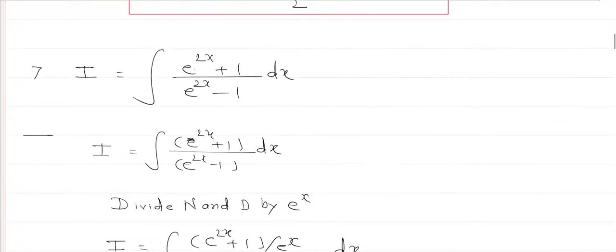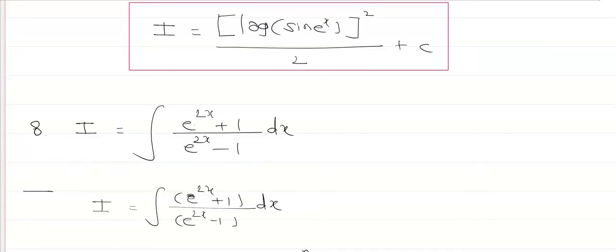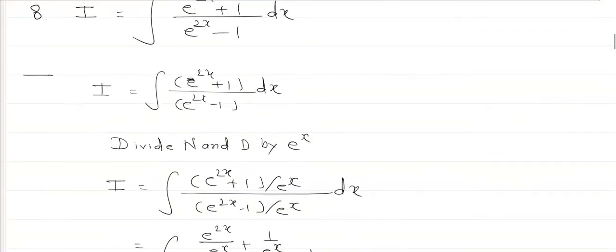Now the next is problem number 8. I is equal to the integral of (e raised to 2x plus 1) upon (e raised to 2x minus 1) dx. Now again we can write this like this. To solve this problem, divide numerator and denominator by e raised to x.